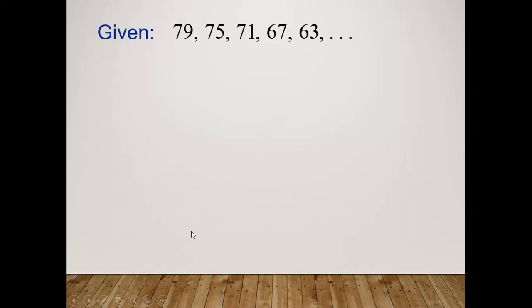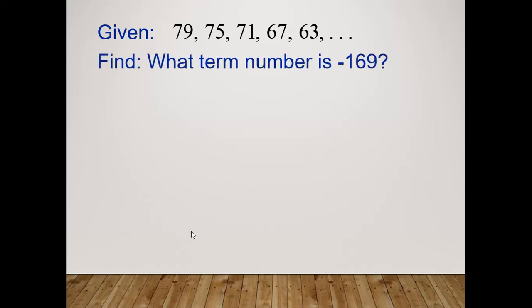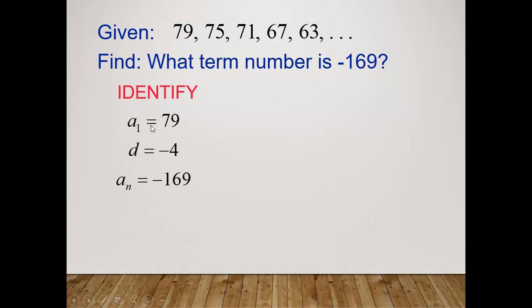Now, given 79, 75, again, the same given, and you are going to look for the nth term. Pang ilan ang -169? Pang ilang term siya in the sequence? So first, identify first the given. So we have a sub 1 is 79. Common difference is -4. Ngayon, ang hahanapin natin is a sub n is equal to -169.